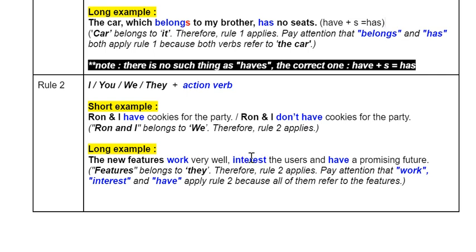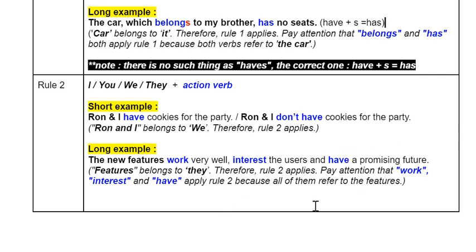Interest the users. So what interests the users? The new features. Still we refer to the new features. The rules still apply. Interest the users. And have promising futures. What have promising futures? The new features. So the new features work very well. The new features interest the users. The new features have promising futures. Okay, you have to be consistent when it comes to applying the rule.